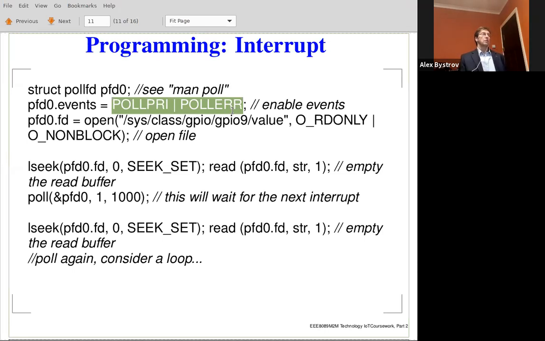I debugged this, it works. This is to enable events, right? Each of these is a bit mask, and we have a bitwise OR between them, and each bit corresponds to enabling some particular feature inside.